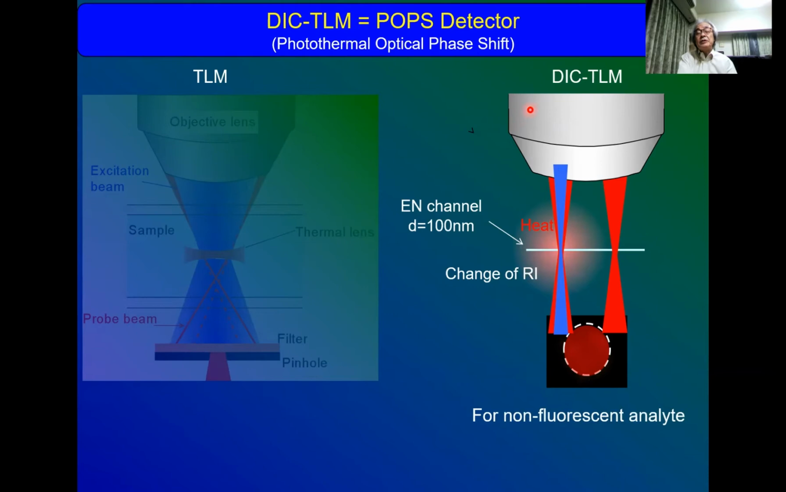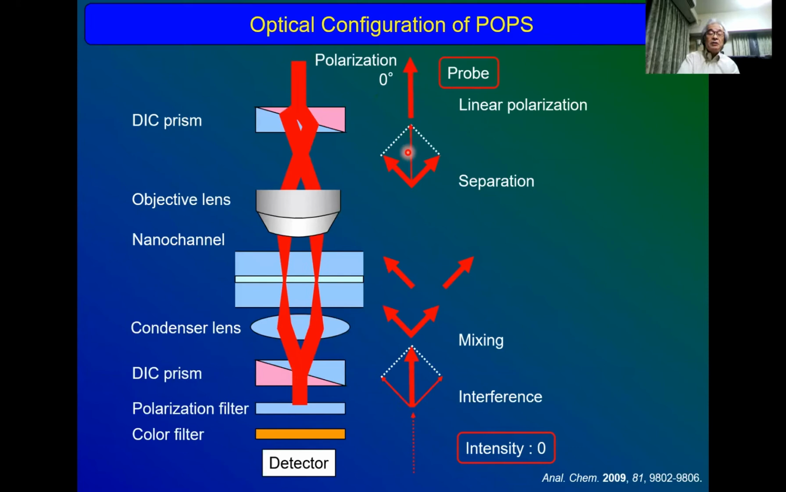by differential interference contrast microscope. This one is an optically induced phase shift, so the name is photothermal optical phase shift spectroscopy. Now we call this POPS. This is the optical configuration of POPS. We introduce one probe beam and it's separated by a DIC prism, so the phases are completely opposite.